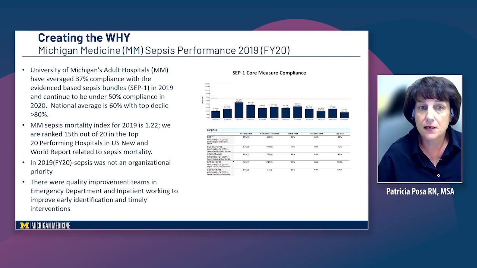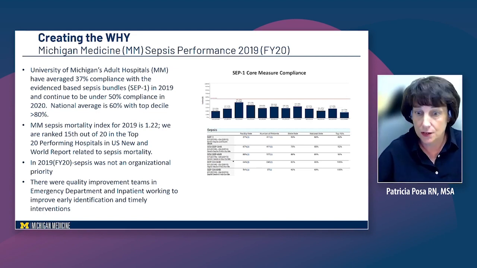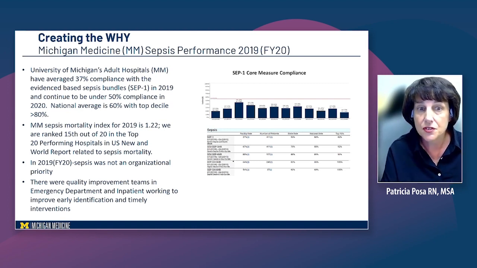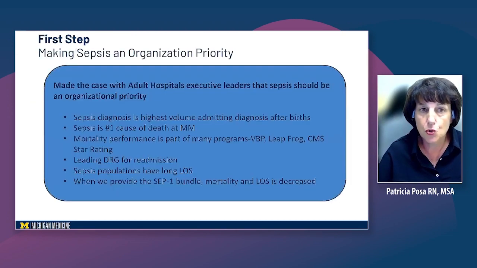And in 2019, sepsis was not an organizational priority. We had quality improvement teams in the emergency department and inpatient, as well as in transitions between inpatient and outpatient to help with early identification and timely interventions. But it wasn't enough. So our first step, you can go on to the next slide, was to make sepsis an organizational priority. So we gathered our data, which included the additional information that I shared on the previous slide.